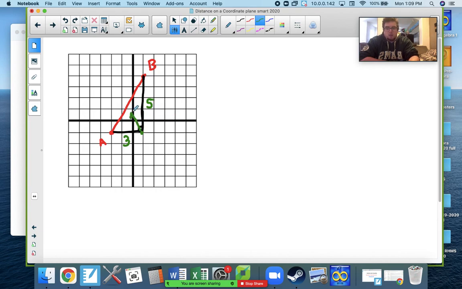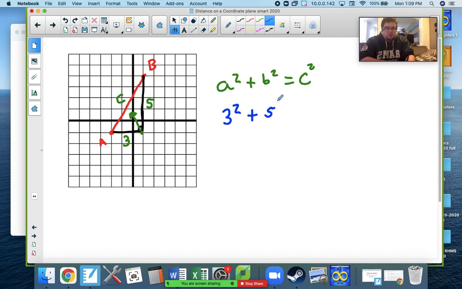Our unknown length of our right triangle is our hypotenuse C. So we're going to take A squared plus B squared is equal to C squared. So A will be 3, B will be 5. These could be flip-flopped if we wanted to. I typically make the smallest number A, next smallest B. That leaves our largest number C, which is what it has to be. Our hypotenuse has to be the largest side.